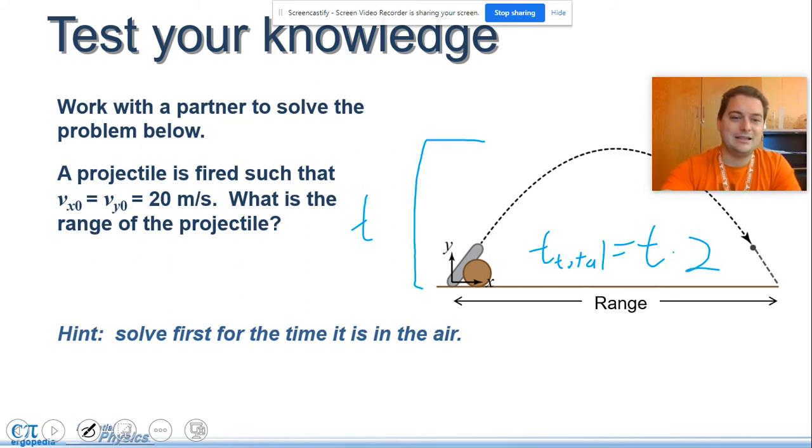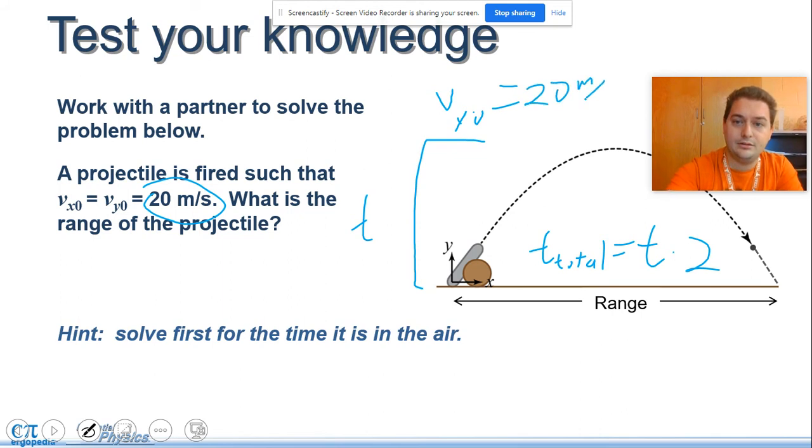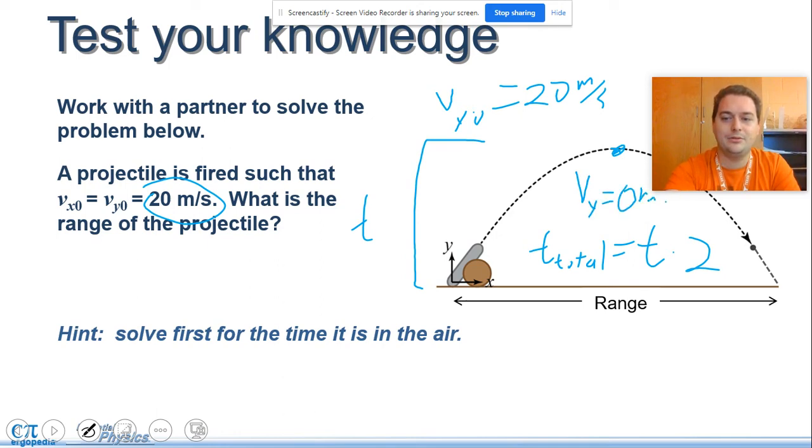So let's find the time it takes to get to the top using one of our brand new but yet really old equations. Remember, we know some important facts. We know Vy0 is 20 meters per second, up and down. What's the velocity at the top? If I want to find the time it takes to get to the top, then I need the velocity at the top. Velocity up and down, think back to free fall. What is it? 3, 2, 1, 0. So our Vy at the top is 0.